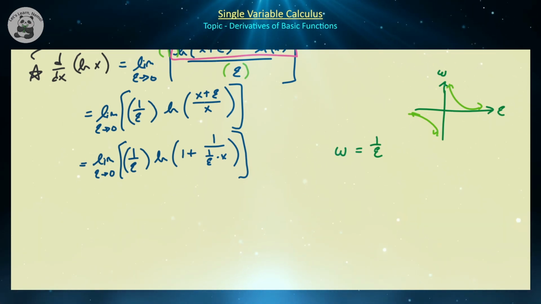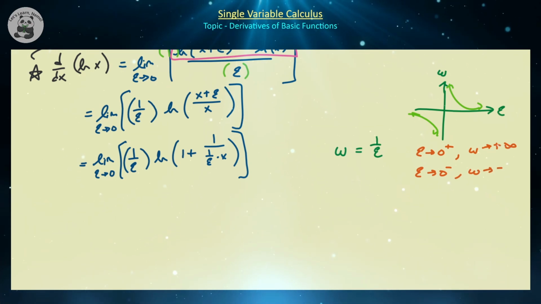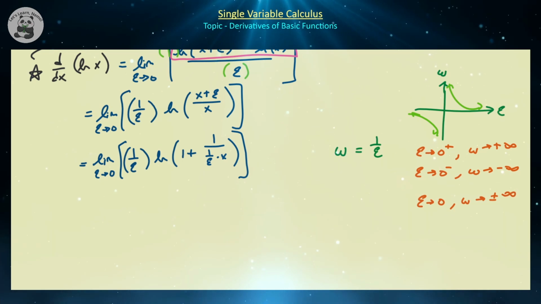So notice that as epsilon gets close to 0, from the right-hand side, omega gets close to positive infinity, and as epsilon gets close to 0 from the left-hand side, omega gets close to minus infinity. So we can say that as epsilon goes to 0 from either side, then omega is going to be equal to plus or minus infinity, right? So we can say that.